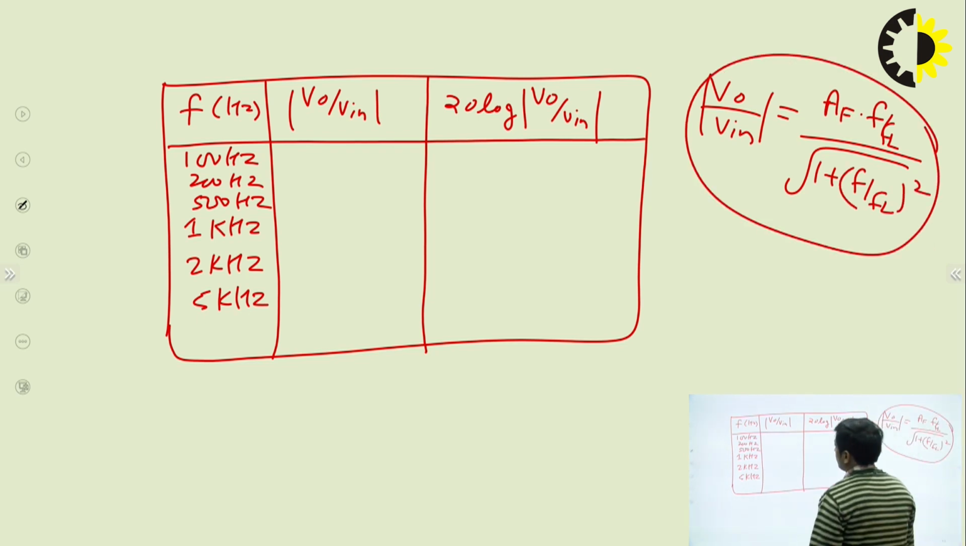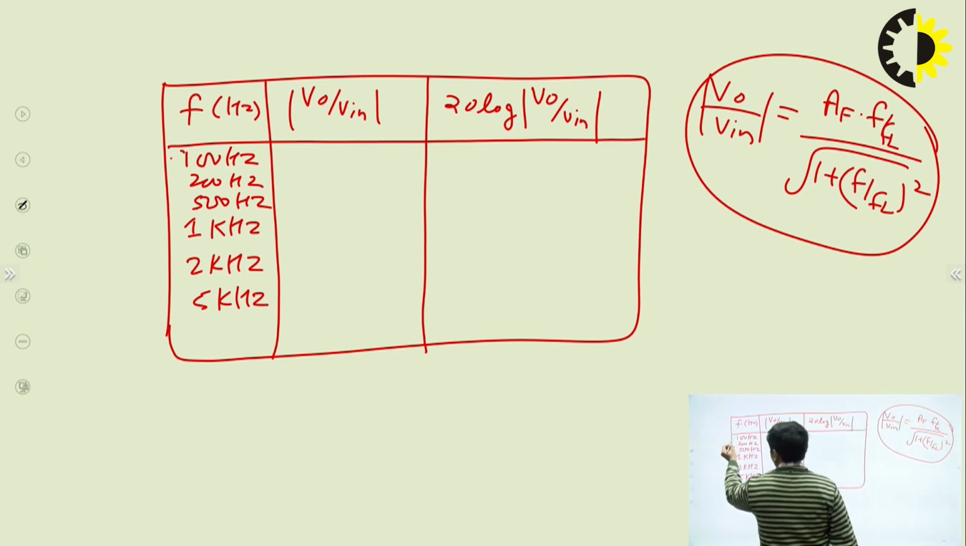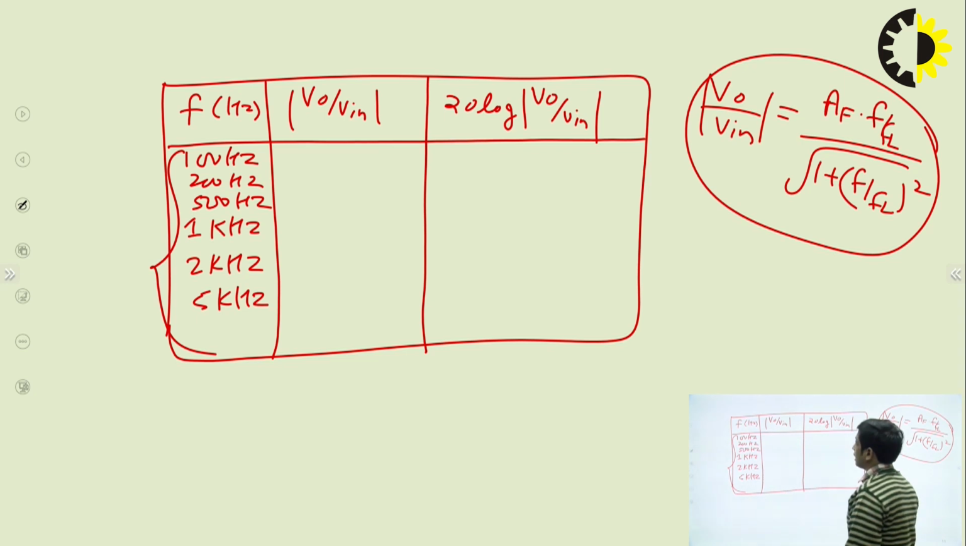Now what is F? F is the frequency of the input signal. FL is given in the question that FL is 1 kilohertz, and AF is also given, that is the passband gain, that is the value of 5. It is given in the question. Now put the value of F in this equation and calculate V0 upon Vin with the help of calculator. After that, convert that ratio into dB.